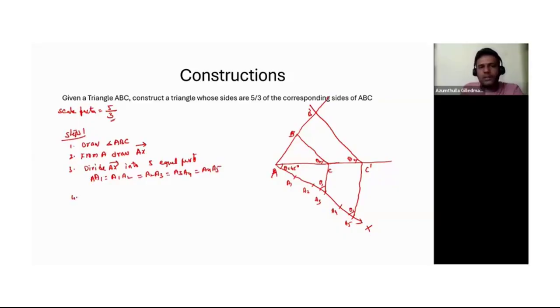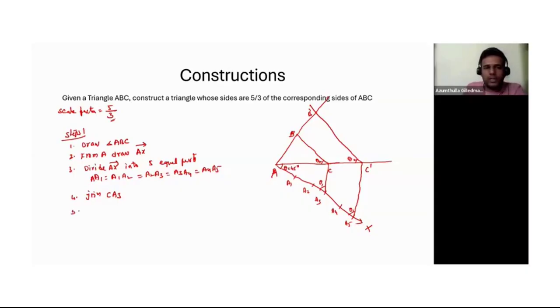Now we need a triangle 5 by 3 times. That means this is 3 portions. The required triangle is 5 portions. So join. So which one we join? A3. 3 portions we join. So join CA3. Right? So that will be 3 portions. Now we need 5 portions.